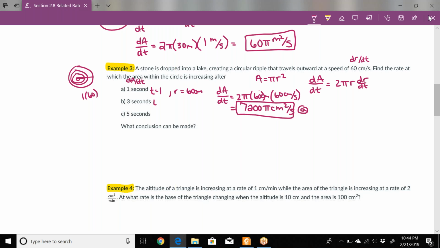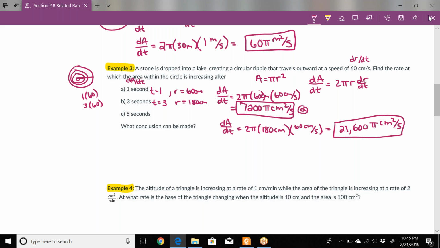Now for 3 seconds, we have to think, okay, at 3 seconds, what would the radius be? Well, it's gone 60, 60, 60, because it's going to be 3 seconds, and each time it moves out 60 centimeters. So that's going to be 180 centimeters for the radius in that scenario. So same formula, except now we have 2 pi, radius is 180 centimeters, but the change in radius over time is still 60 centimeters per second. So then this one works out to 21,600 pi centimeters squared per second.